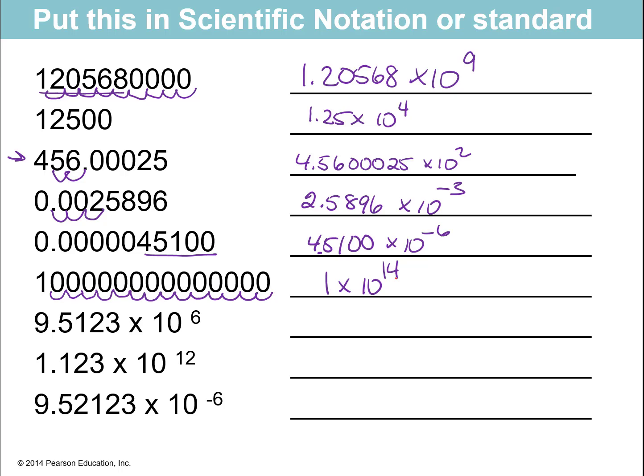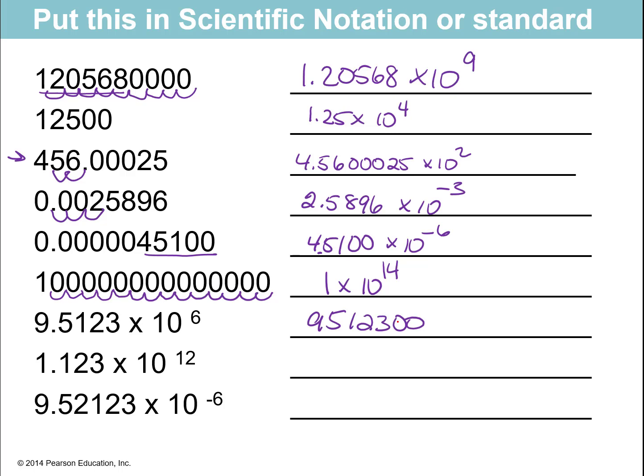Now, if you're going to put this one back into normal form or standard form, which direction would your decimal go? To the right. How many? 6 places. So at the end of this, I would have 2 zeros. So it'd be 9, 5, 1, 2, 3, and 2 zeros at the end.